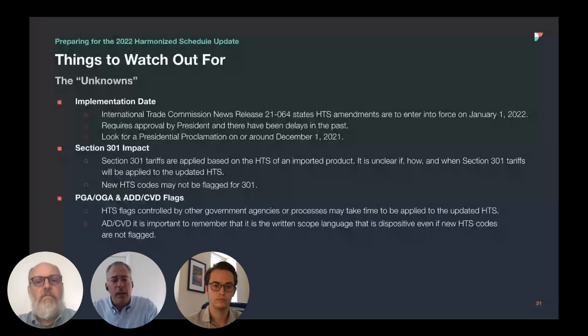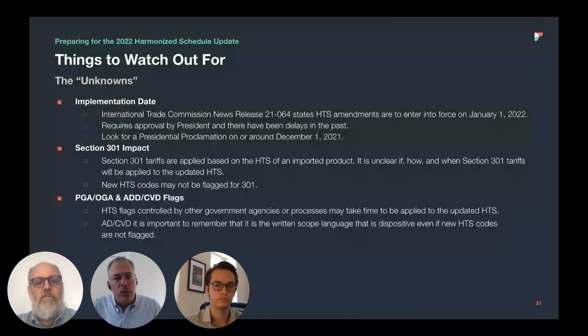The next thing we want to talk about is PGA, OGA flags and anti-dumping countervailing duties. With respect to PGA, OGA, there may be a lag between January 1 and the time that the different agencies are able to talk with CBP to get flags on those particular HTS codes. You may know that any OGA requirement for imported goods is sort of identified by a flag on that HTS code, which your broker sees when he goes to enter merchandise under that.